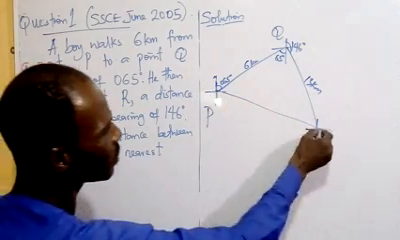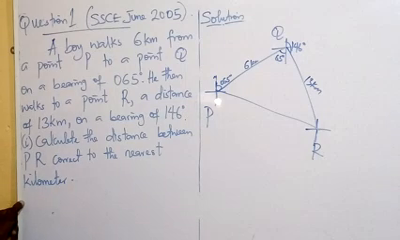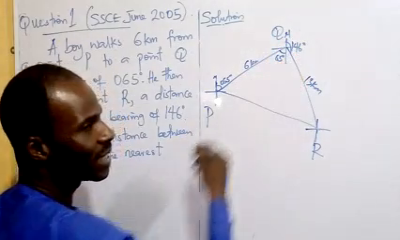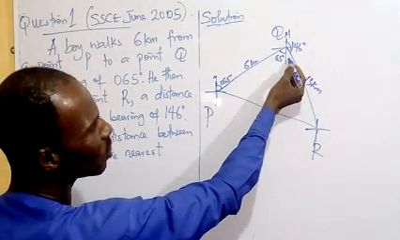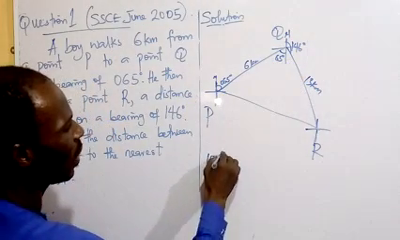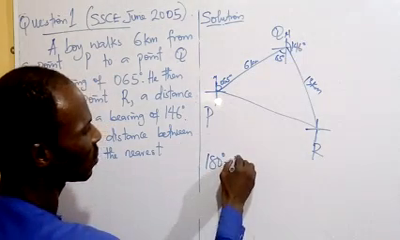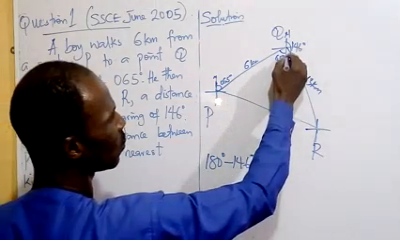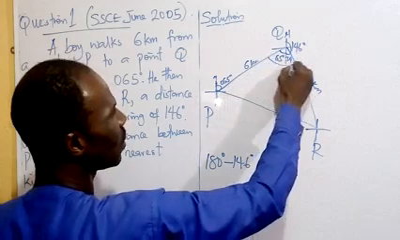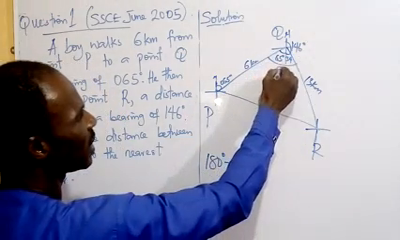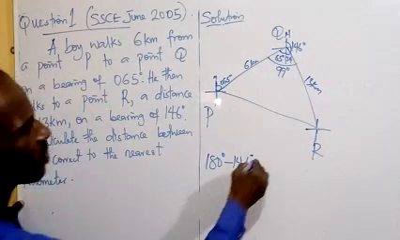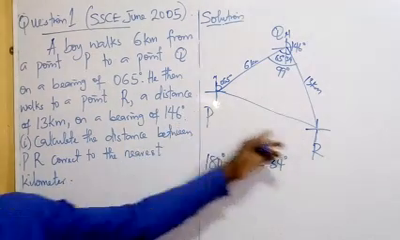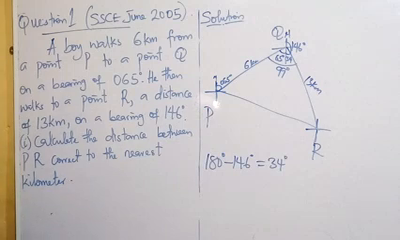Calculate the distance between P and R. So we want to calculate the distance between P and R here. But before we do that, don't forget the movement from north to south is a complete 180 degrees. So to get the balance of this angle, we say 180 degrees minus 146 degrees. That will give us 34 degrees. So this angle, we add them together, it becomes 99 degrees. And we are asked to find PR, the distance between P and R.